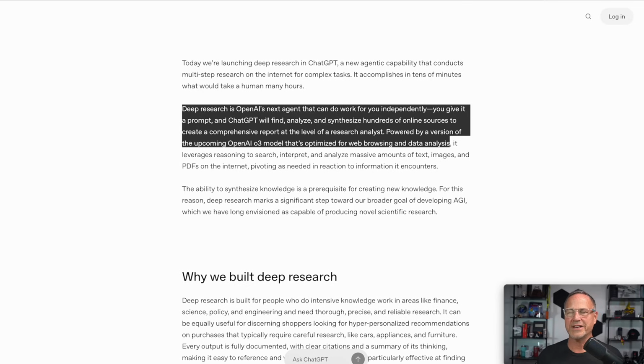So we'll start with what it is, and this is from OpenAI's press release, and of course I'll leave a link to this down in the description. Deep Research is OpenAI's next agent that can do work for you independently.